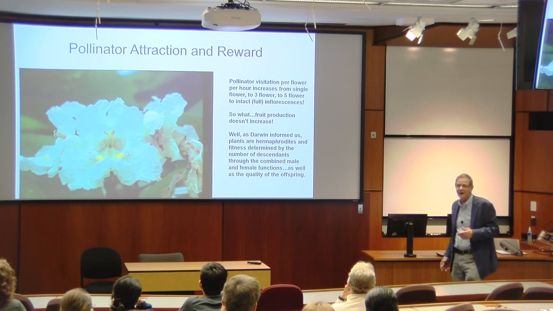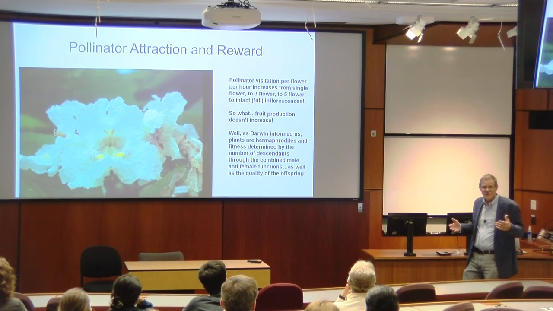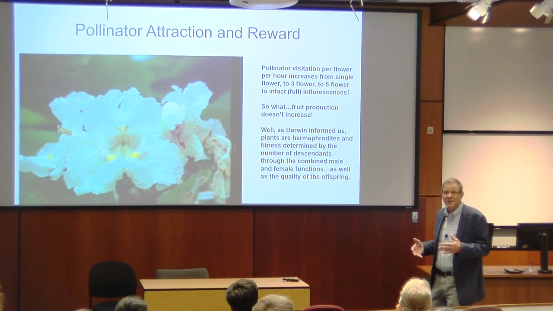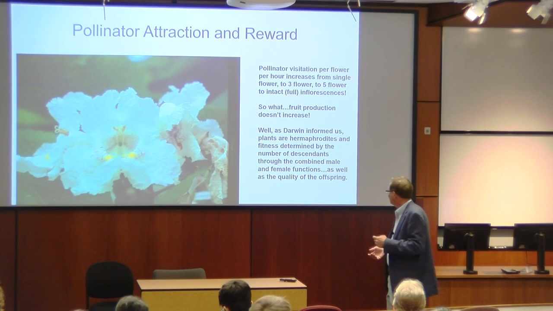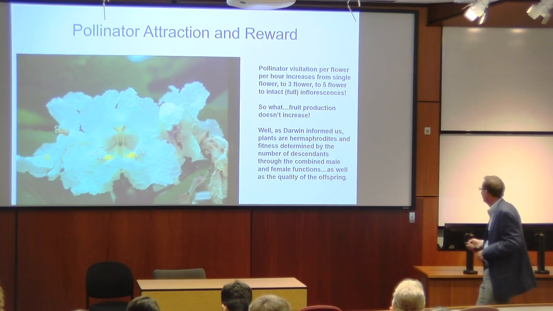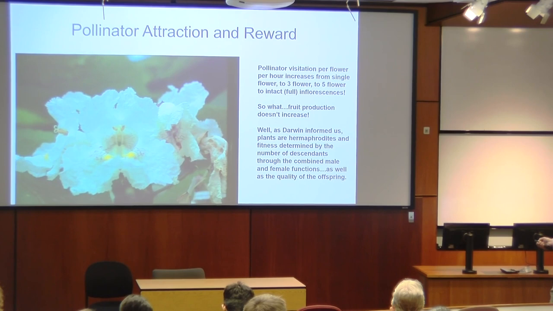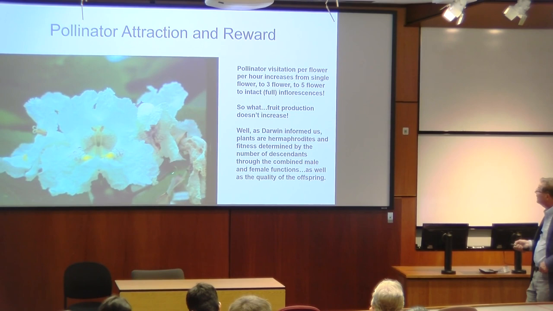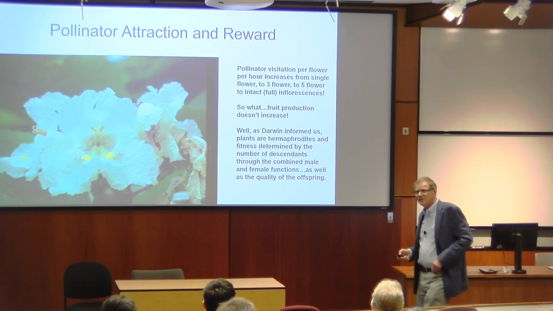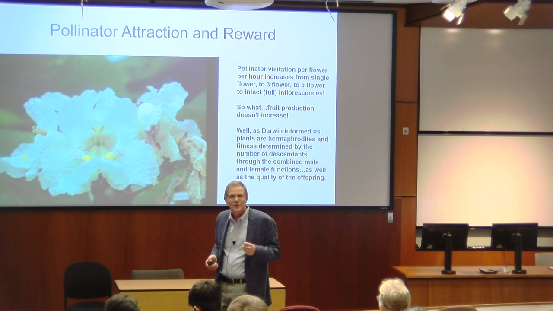Okay? So by clustering these flowers in time and space, plants are increasing the number of pollinators that visit the plants. However, as Darwin informed us, plants are hermaphrodites, and fitness is determined by the number of descendants that the plant produces through the combined male and female functions, as well as the quality of the offspring. So I published these data. I hypothesized that most of these flowers are being produced because they're donating pollen to their neighbors.